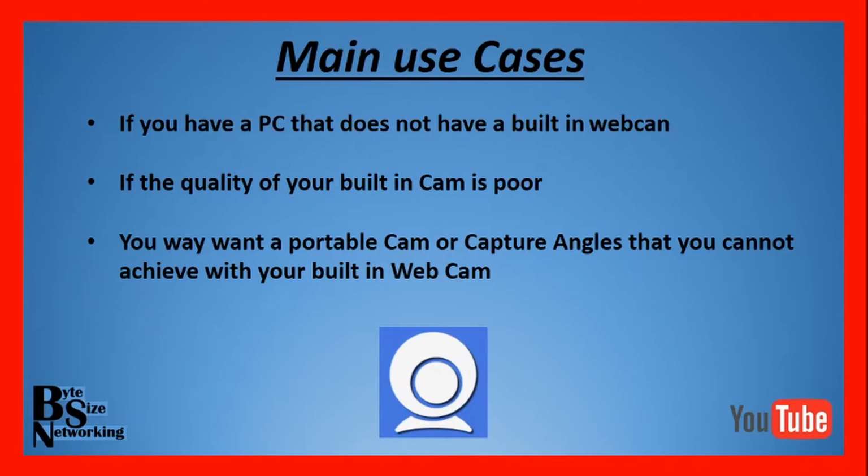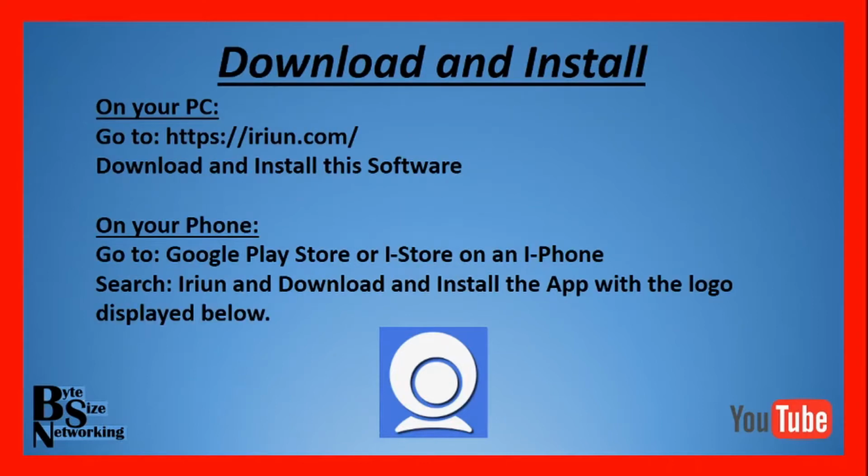So let's quickly have a look at how we're going to approach this. First of all, what we're going to need to do is download and install software on your cell phone as well as on your PC. The software that we're going to be downloading is called Iriun. So let's go ahead, get over to the screens and see how we're going to download the software on our PC first.